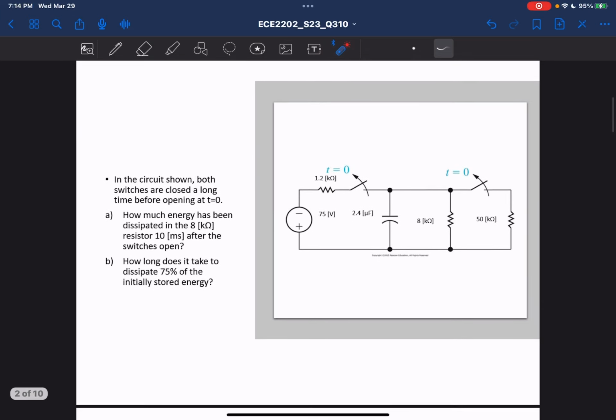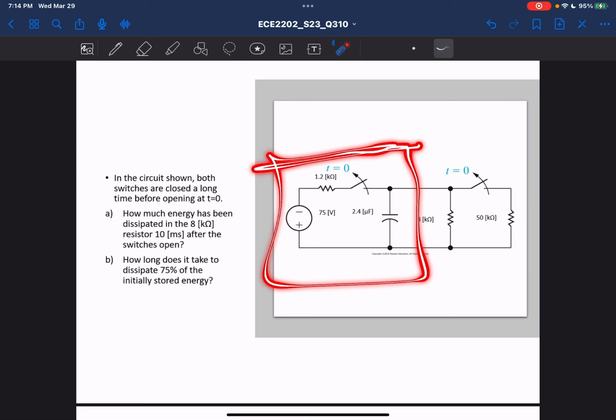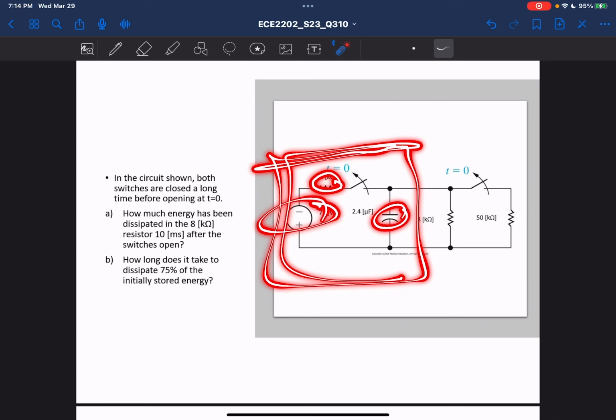Anyways, the question says that there are two switches that are closed for a long time before they open at t equals 0. So that means when t is less than 0, the circuit's going to be in a steady state process. And we know we are dealing with a step response because of this portion of the circuit right here. We have a capacitor, a resistor, and an independent source. Those are the three things we need for an RC step response circuit.